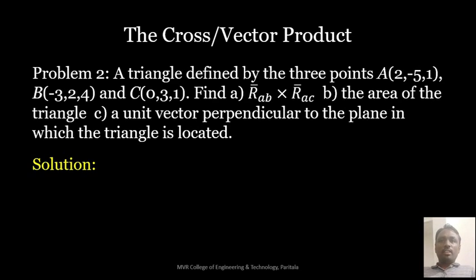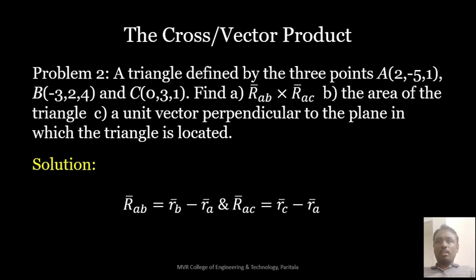So here the triangle was formed by 3 points. What are those 3 points? A, B, C. Similar to the previous model, we need to identify RAB bar and RAC bar. What is the formula for RAB? It is nothing but small RB bar minus small RA bar. And RAC is again small RC bar minus RA bar. So I wrote here: RAB bar is equal to RB bar minus RA, and RAC bar is equal to RC bar minus RA. Now we have to identify RAB bar cross RAC.